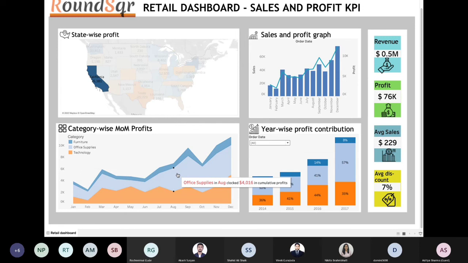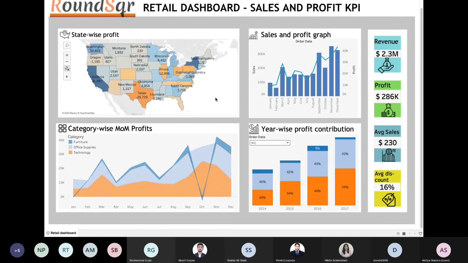Office supplies has contributed a lot, and we can see the percentage of it here. In terms of revenue, just one state contributed almost 0.5 million, or 20% of the total revenue. Same goes with the profits.